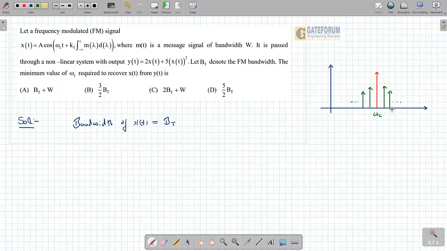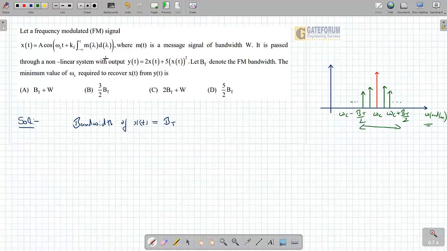Omega c plus omega m, omega c plus 2 omega m, omega c plus n omega m, where omega m is nothing but the message frequency. So we need not worry about it in this context. Now what will happen? Just make it simpler. If I take this bandwidth up to this point, this is omega c plus bt by 2, and this is omega c minus bt by 2. So assume that from here to here is the spectrum of the FM signal.